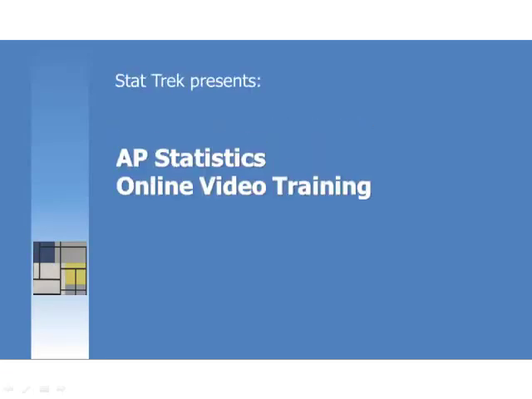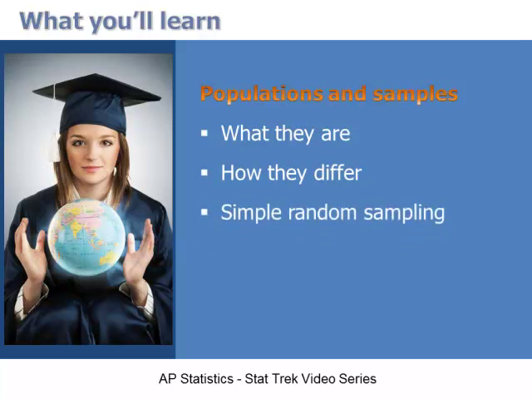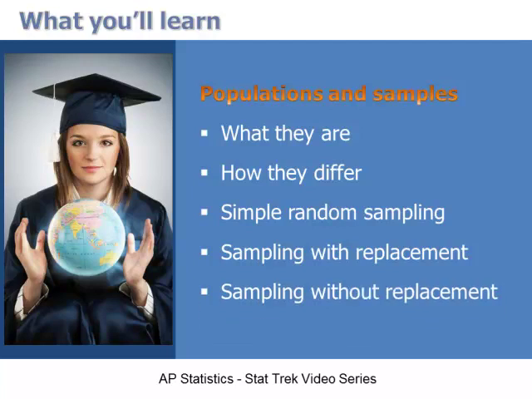In this video, we're going to cover two important types of data sets: populations and samples. You'll learn what a population is and what a sample is, and how they differ. We'll introduce the notion of simple random sampling as a way to select samples, and we'll describe the difference between two sampling methods: sampling with replacement and sampling without replacement.